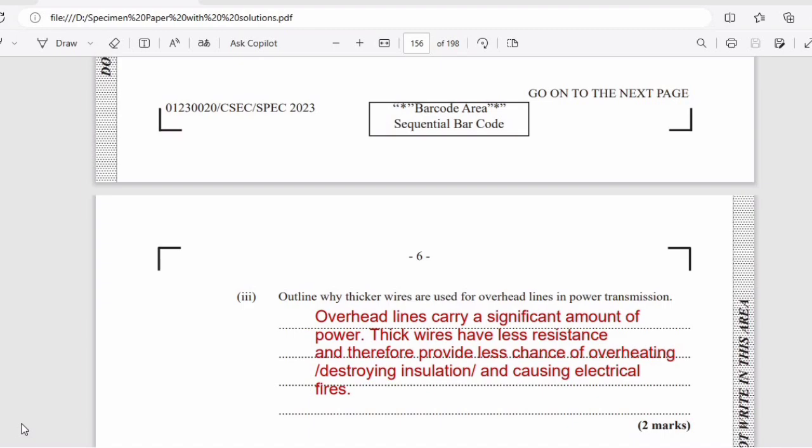The next part of the question says, outline why thicker wires are used for overhead lines in power transmissions. Now the answer is that overhead lines carry a significant amount of power. Thick wires have less resistance and therefore they provide less chance of overheating or destroying insulation and causing electrical fire. So those wires are reinforced to carry the amount of electricity or power that they are meant to transfer.